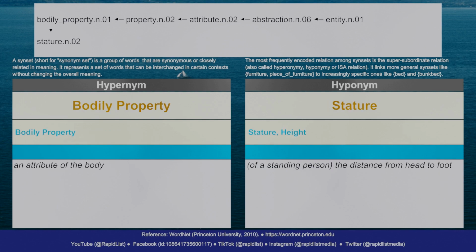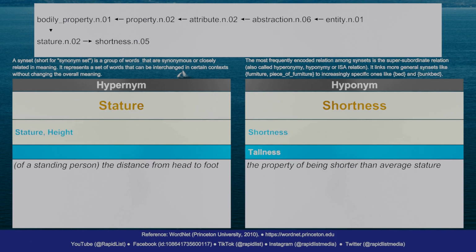Stature. Of a standing person, the distance from head to foot. Shortness. The property of being shorter than average stature. Tallness. The property of being taller than average stature.